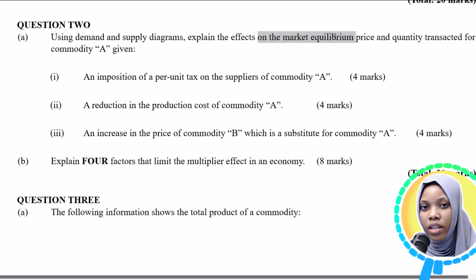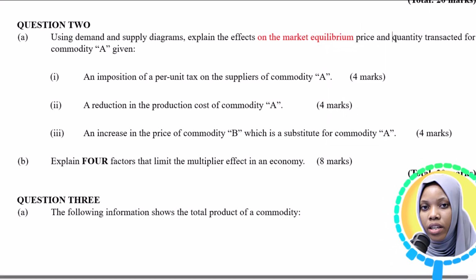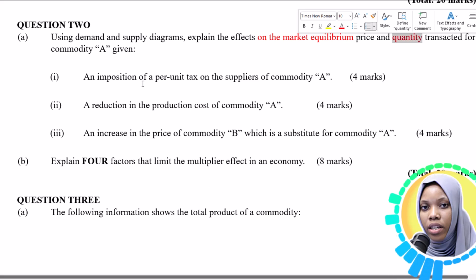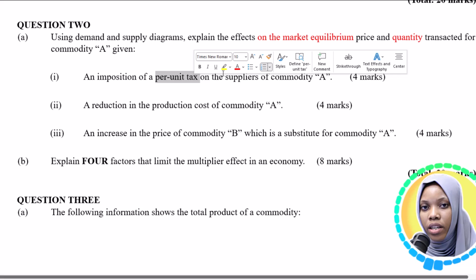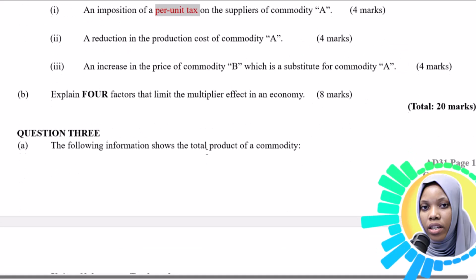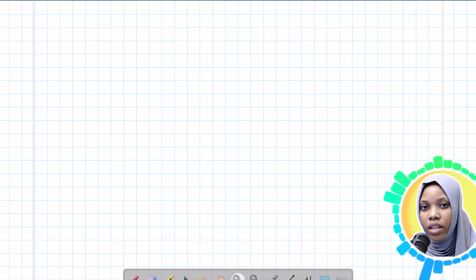The effect on the market equilibrium price and on the quantity transacted for commodity A, given Roman 1, an imposition of a per unit tax on the suppliers of commodity A. An imposition of a per unit tax. So let's go directly into drawing our graph.